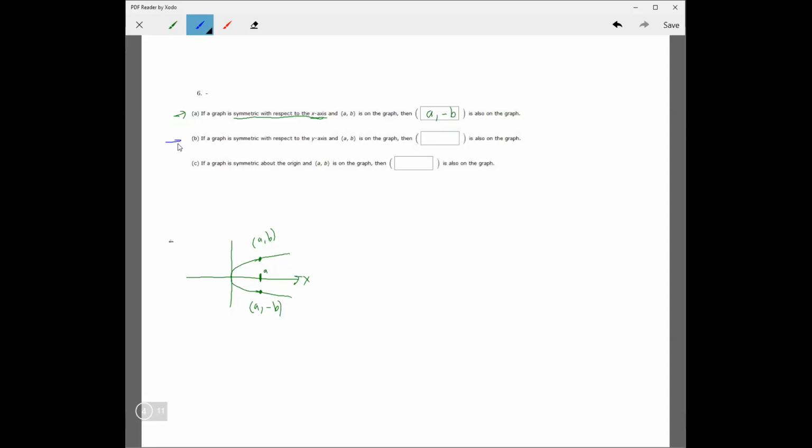Okay, let's look at the second one. Symmetric with respect to the y-axis. Here we have maybe something like that, and that would be symmetric through the y-axis. And if we had a point here (a, b), then this over here is going to be (negative a, b). So that'll be the answer there, (negative a, b).